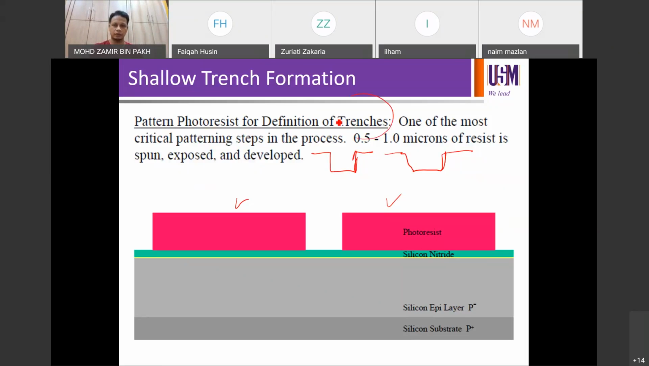We discussed the trench last time. We call this shallow trench isolation, STI. Shallow trench isolation is one of the most critical patterning steps in the front end of the process. 0.5 to 1 microns of resist is spun, exposed, and developed. This is basically CED: coat, expose, develop. We covered this last time during the lithography process. You coat the resist and then you expose.